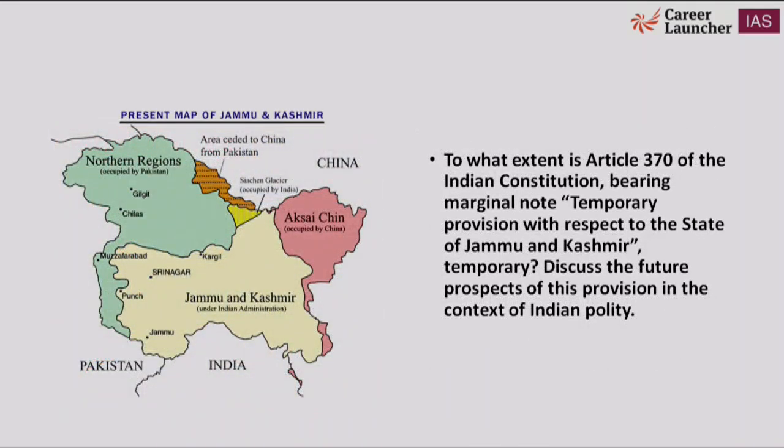Now again, present map of Jammu and Kashmir, we are going to see a question which was there again in UPSC mains. To what extent is Article 370 of the Indian Constitution, bearing marginal note "temporary provision", with respect to the state of Jammu and Kashmir? What do you think, what is the meaning of temporary over here?